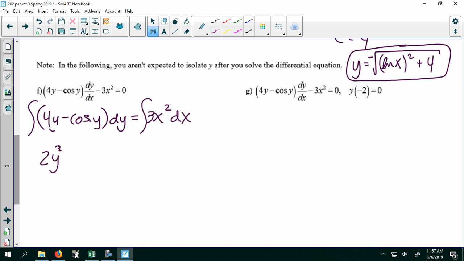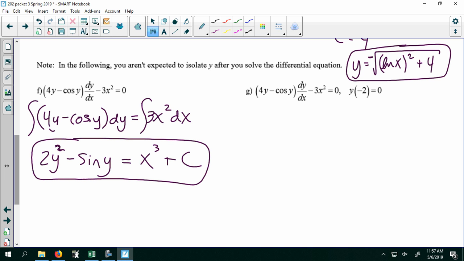So the antiderivative of cosine is sine, so this is minus sine y, plus c, which I'm just going to move to the other side. Antiderivative of 3x squared is x cubed plus c. And that's it. That's all I'm going to do. I don't need to isolate the y once I've taken the antiderivative.